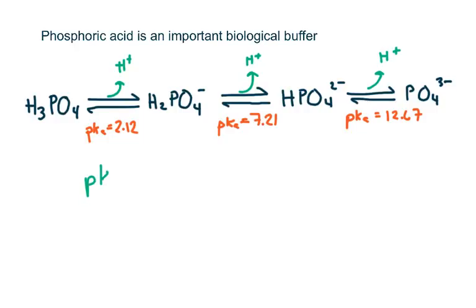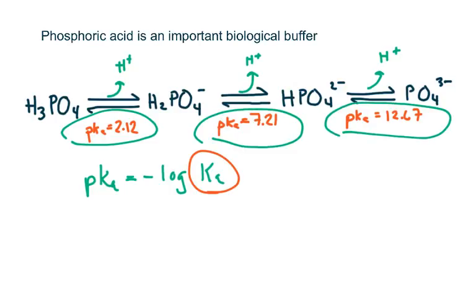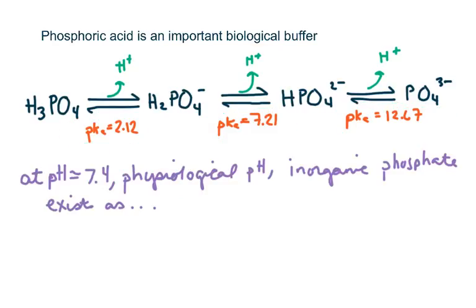So pKa is negative log of Ka. And remember, the Kas of different acids can be found in an appendix. So if you've held on to your general chemistry book, they're in there, and you can look these up online as well. So there is a pKa associated with each of these values, or each of these processes, and you'll see that underneath here. The first proton comes off around 2.12, the second around 7.21, and the third around 12.67.